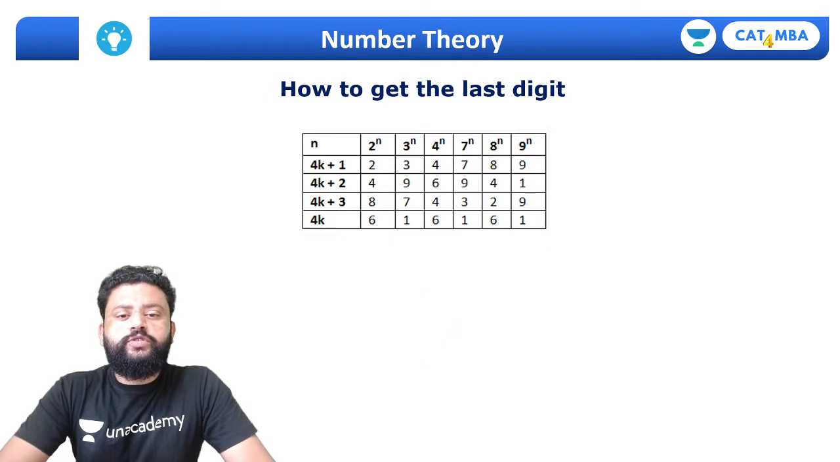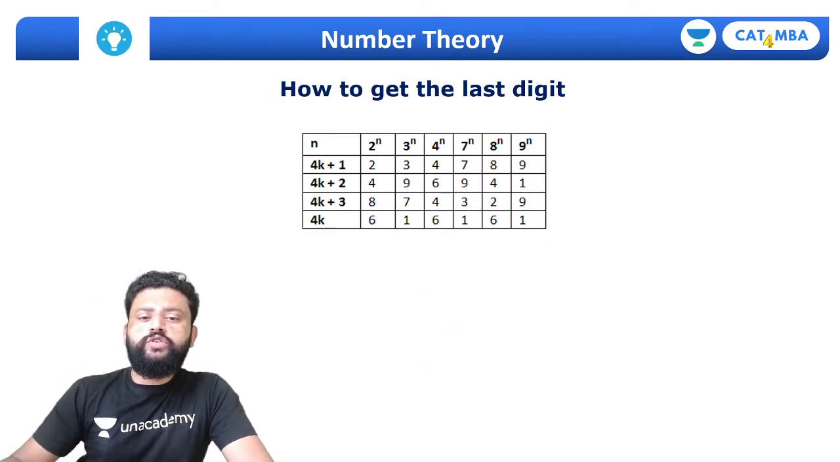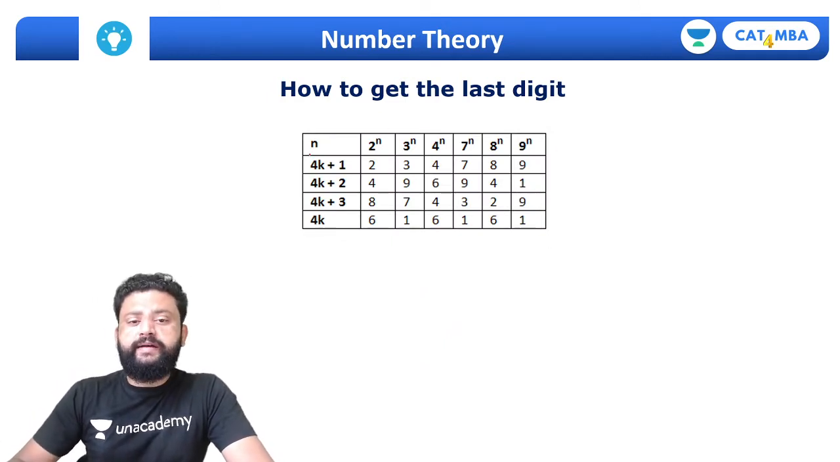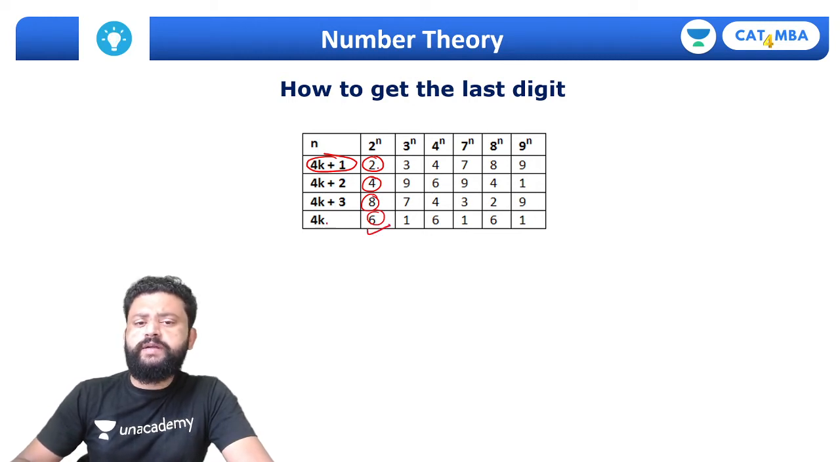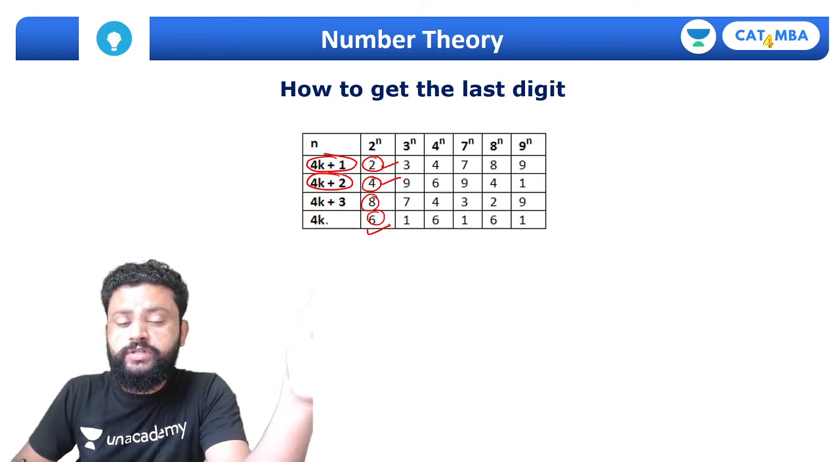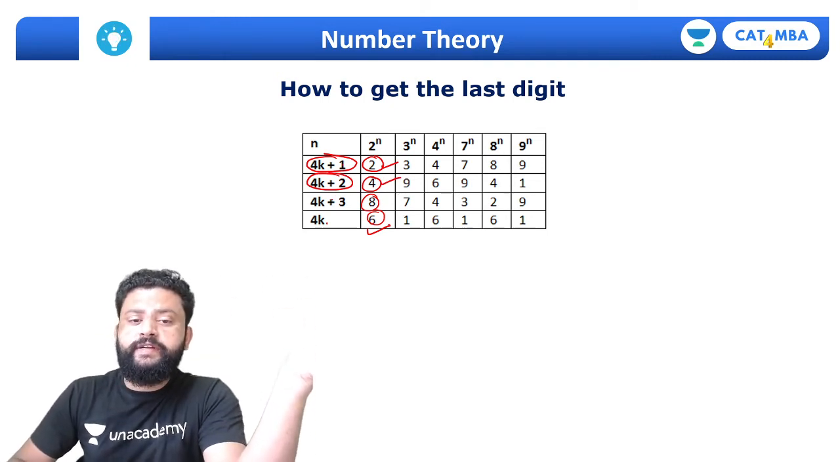Okay, let's move to the next thing now. So this is the final shortcut we can build up. If number n is 4's multiple plus 1 for powers of 2, the answer is definitely going to be 2, 4, 8, 6. इसमें से ही कुछ आएगा. If it is 4's multiple, this will be 6. If it is 4's multiple plus 1, this will be 2. 4's multiple plus 2, it depends on power. उस number का power क्या है? And if it is 4's multiple plus 3, this will be 8.